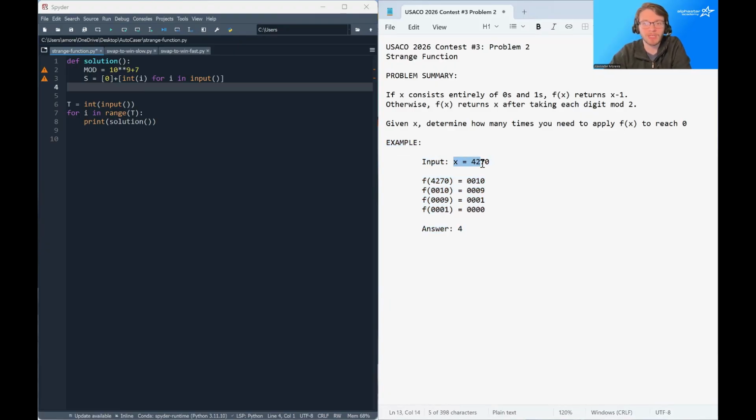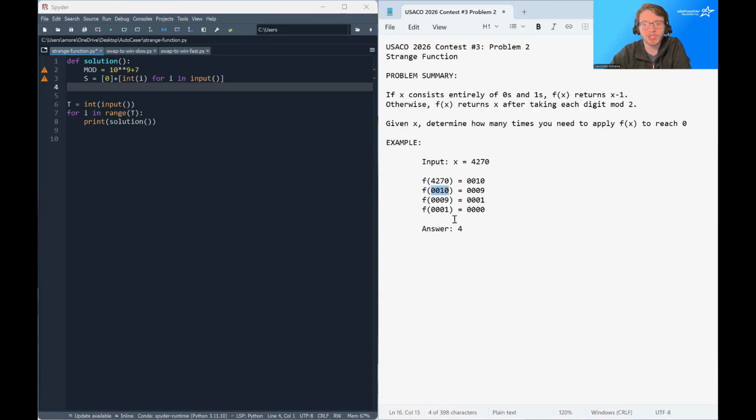So in this example, we have the input x is equal to 4,270. In this number, we can see that there are digits that are not 0 and 1. So the very first thing we're going to do is mod each digit by 2. So all of the even digits become 0, and all of the odd digits become 1. So after one application of our function, 4,270 becomes the number 10. I'm just keeping the leading zeros to be as clear as possible here.